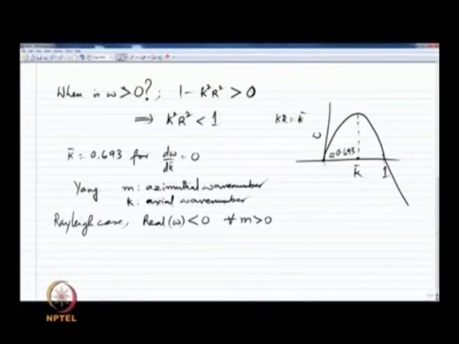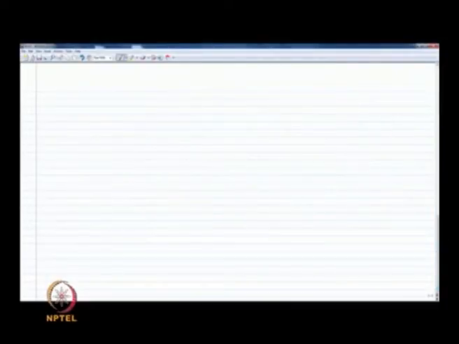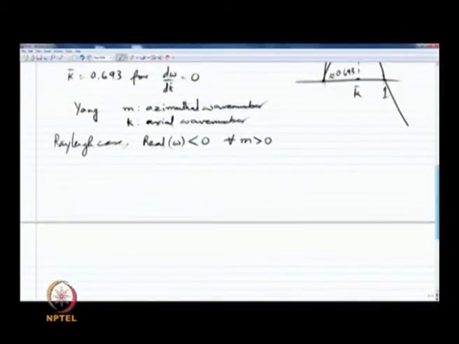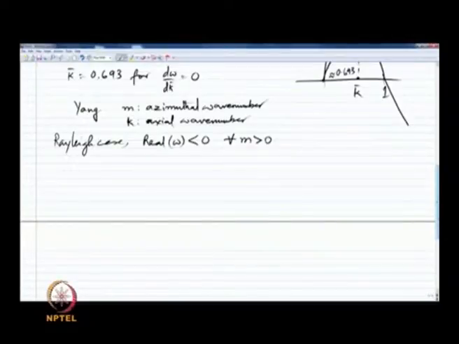Now, this is not the complete Yang analysis, this is still the case where rho 2 is 0 and u 1 and u 2 are 0, which is what we called the Rayleigh case.